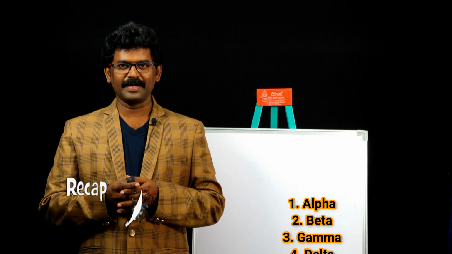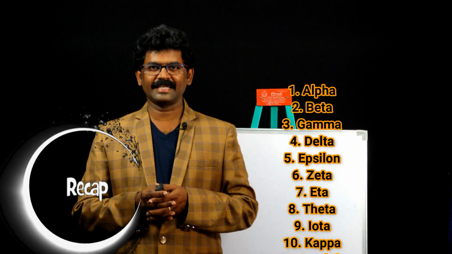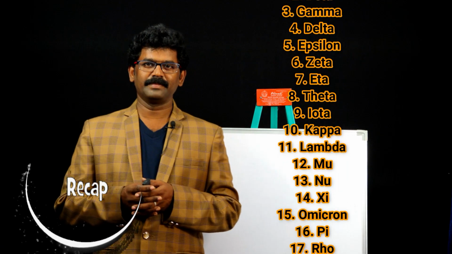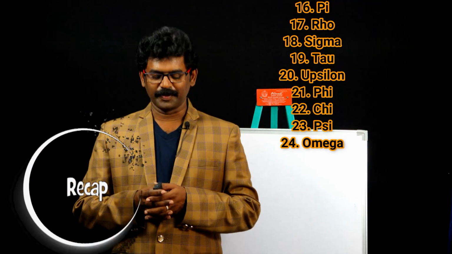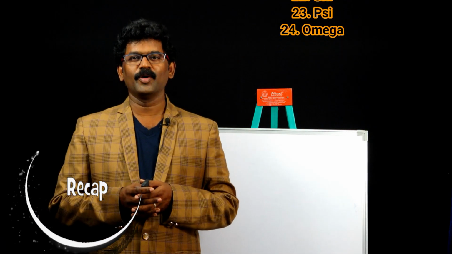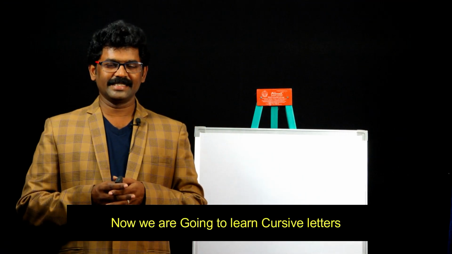Alpha, beta, gamma, delta, epsilon, zeta, eta, theta, iota, kappa, lambda, mu, nu, xi, omicron, pi, rho, sigma, tau, upsilon, phi, chi, psi, omega. Now we are going to learn cursive letters.